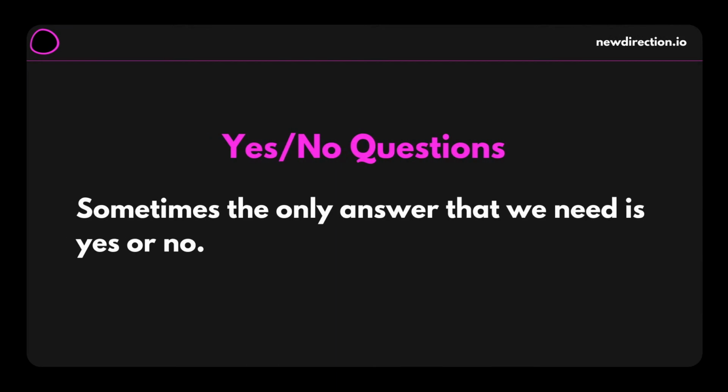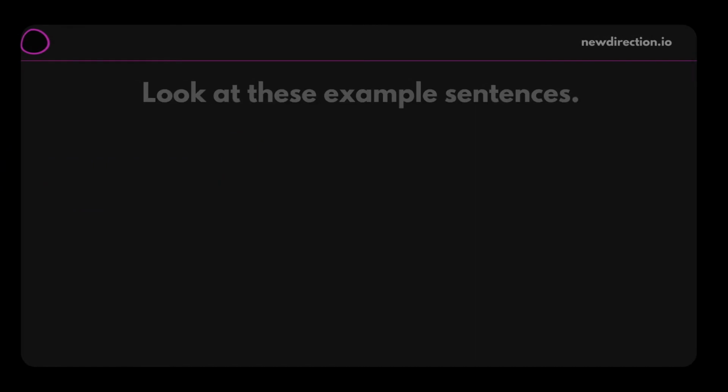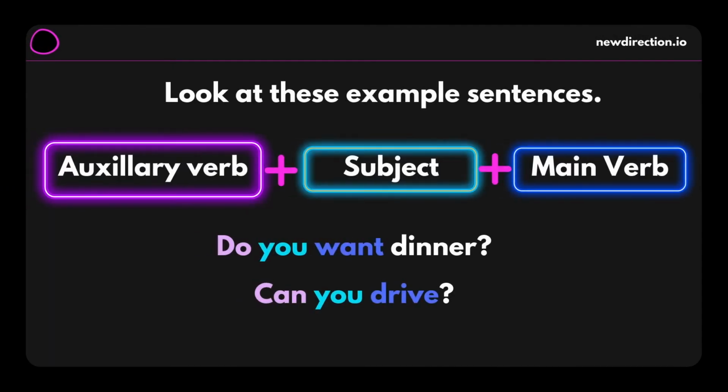For yes and no questions, which are answerable by yes and no, we still have an auxiliary verb. Let's find out. The auxiliary verb plus subject plus main verb are the structures to form these questions. We have do you want dinner and can you drive? These are all answerable by yes or no. We have the auxiliary verbs do and can, the subjects you, and the main verbs want and drive. Both of these sentences end with a question mark.